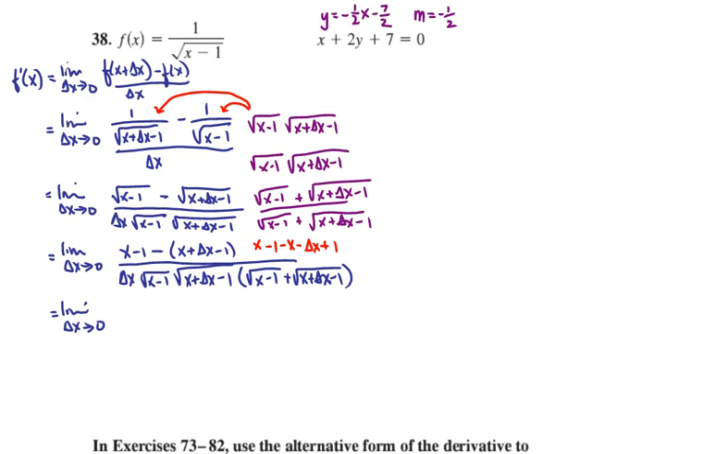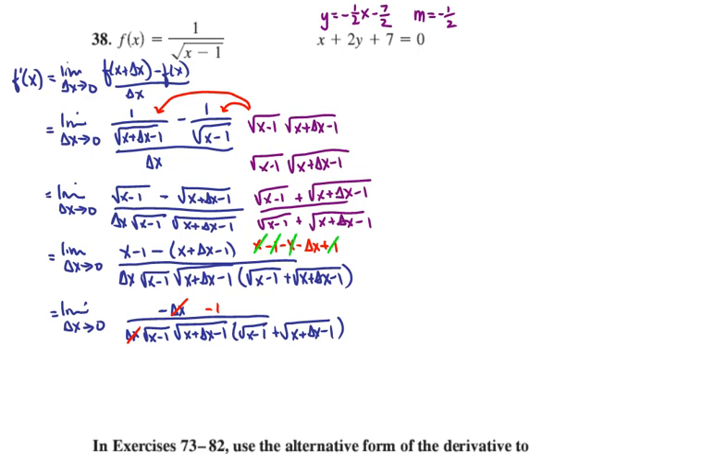Now the numerator simplifies to x minus 1 minus x minus delta x plus 1. And so the x's are 0 pairs, negative 1 and positive 1 are 0 pairs, leaving negative delta x over delta x times square root of x minus 1 times square root of x plus delta x minus 1 times the quantity square root of x minus 1 plus square root of x plus delta x minus 1.